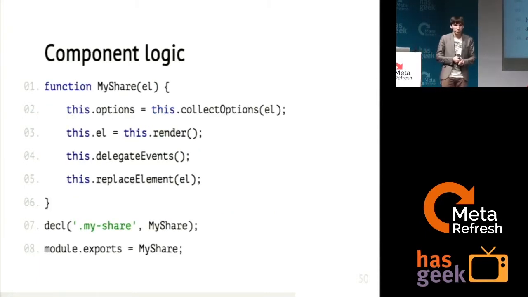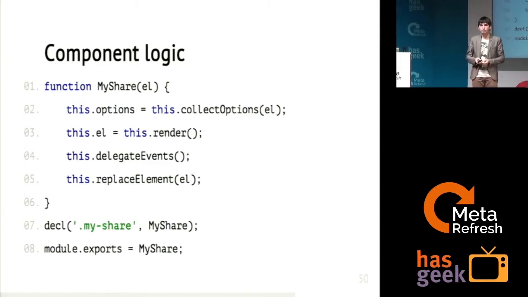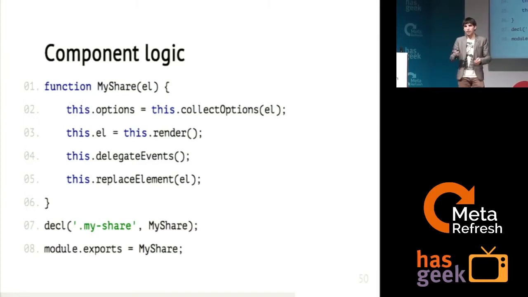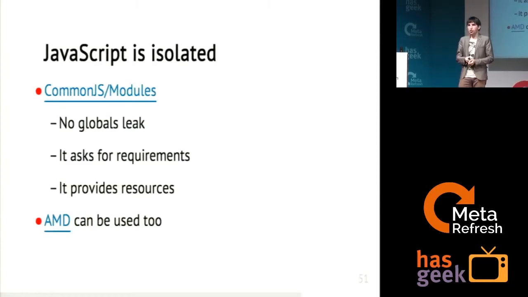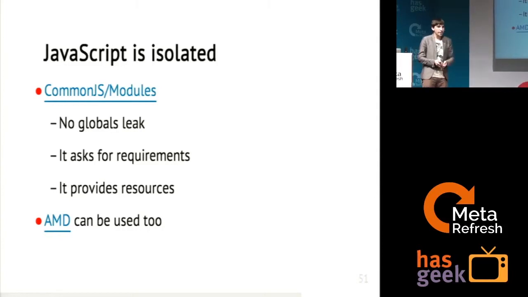The logic of our component is also simple. We get component state or component options, then render our component, then bind events, and finally put it into the DOM. And at the end of our file, we just export this component. And that was the CommonJS format. It prevents us from globals leaks, it asks for requirements and provides some resources. And if you like the AMD module format more, you can also use it in your components.